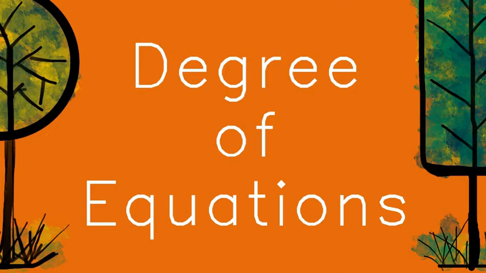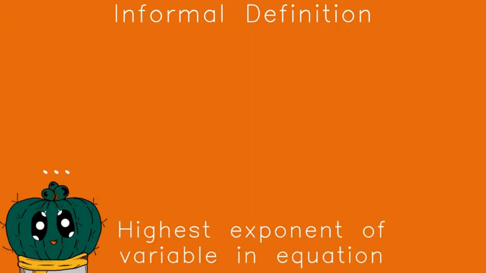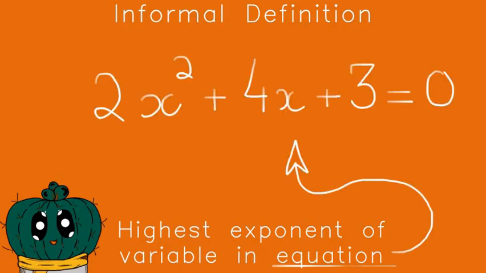Hello and welcome back. Today we are trying to find out what it means to find out the degree of your specific equation. Okay, so for that we go to our definition first of all. The definition actually says that it is the highest exponent, which is the power of your specific variable that is going to be in your equation.